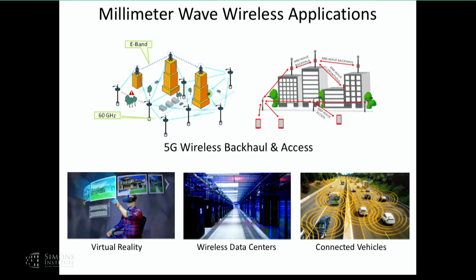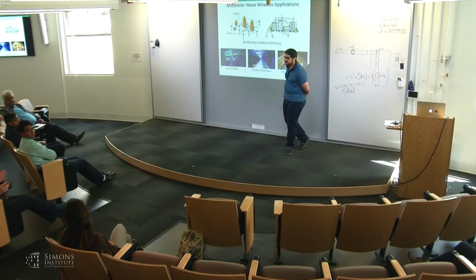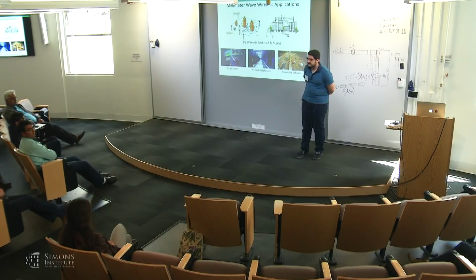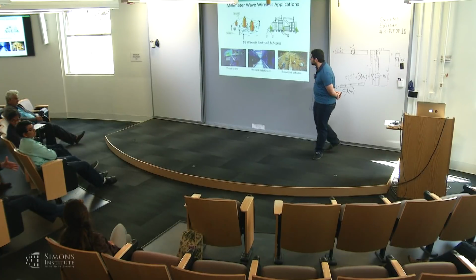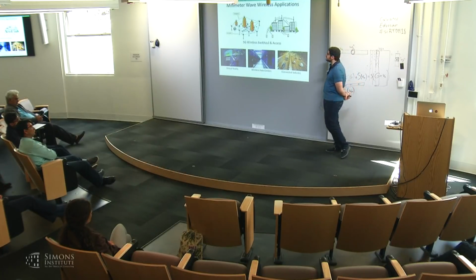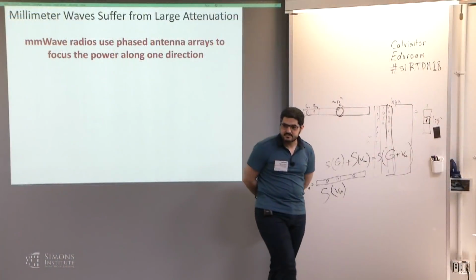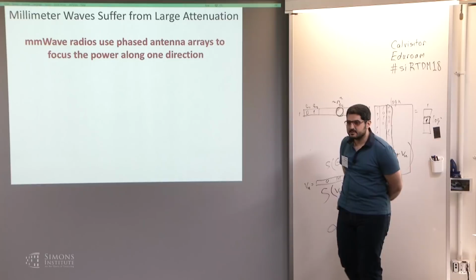Can I ask a very naive question? Yeah. What is the problem with these higher frequency signals? Is it that you need more energy to send them, or they don't reach us? They don't reach, exactly. So nothing is for free. We get tons of bandwidth, but the signal attenuates really fast. So the range is very limited.